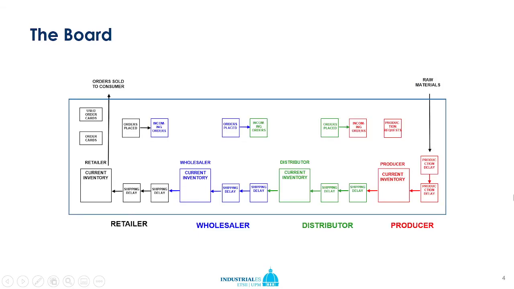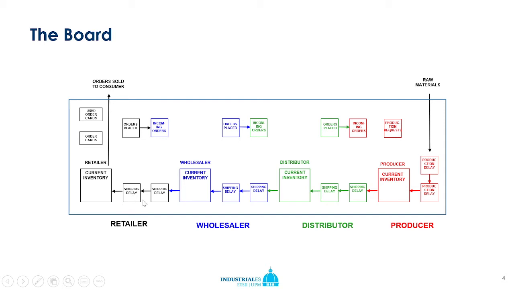This is how the board looks. You can see the different colors representing the areas of interest of each of the participants. So in red we have the producer, which is a manufacturer. It's a factory where you'll produce, the beginning of the supply chain in terms of production. And then you have the distributor. Later on you have the wholesaler, and finally you have the retailer.